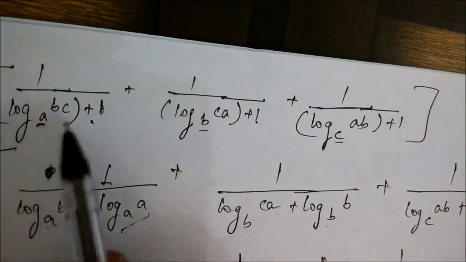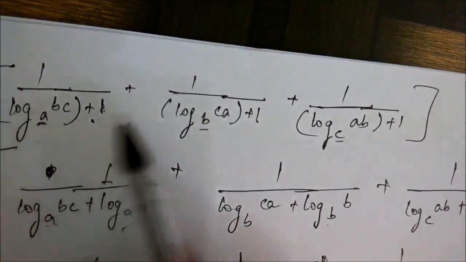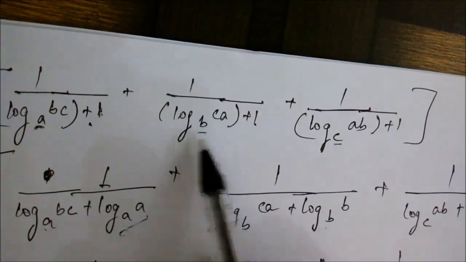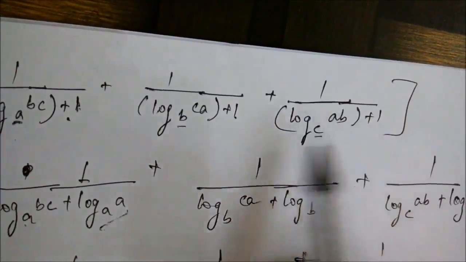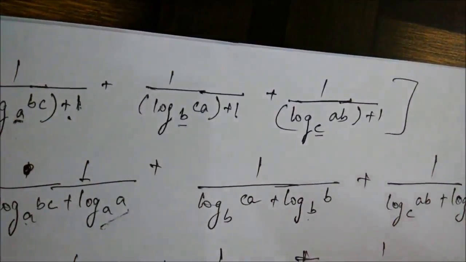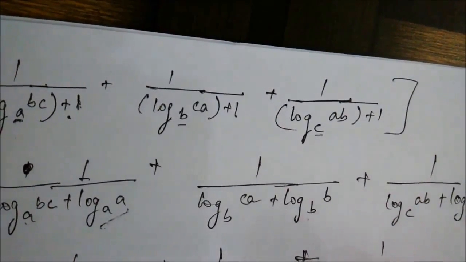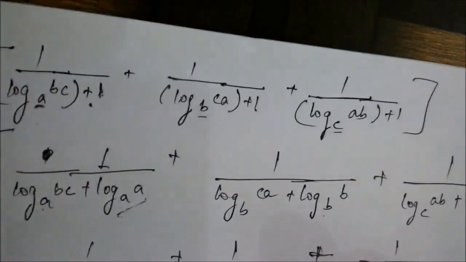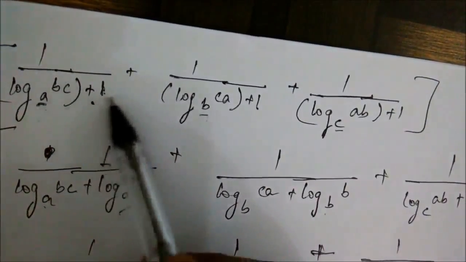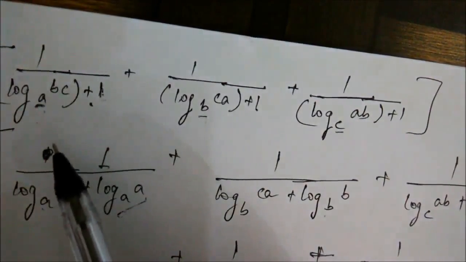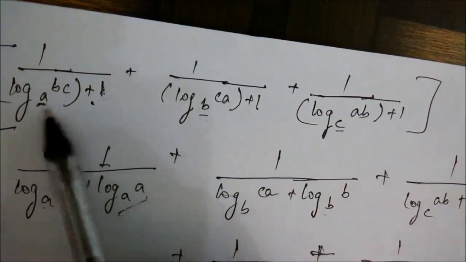Now going to the next question. The second question was 1 by log bc to the base a plus 1, 1 by log ca to the base b plus 1, 1 by log ab to the base c plus 1. We can see this 1 is an odd value that is not present in the logarithmic form. So we should make sure that it can be written in the log form. Since we have got a as a base here, b as a base here, we'll write this 1 in the logarithmic form using a as the base.